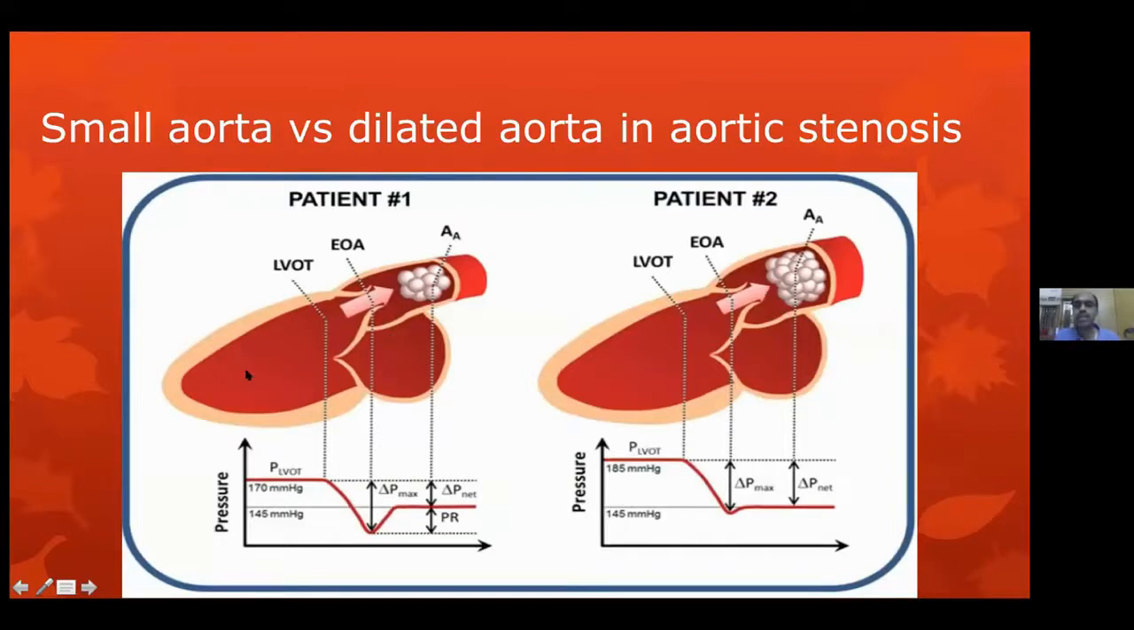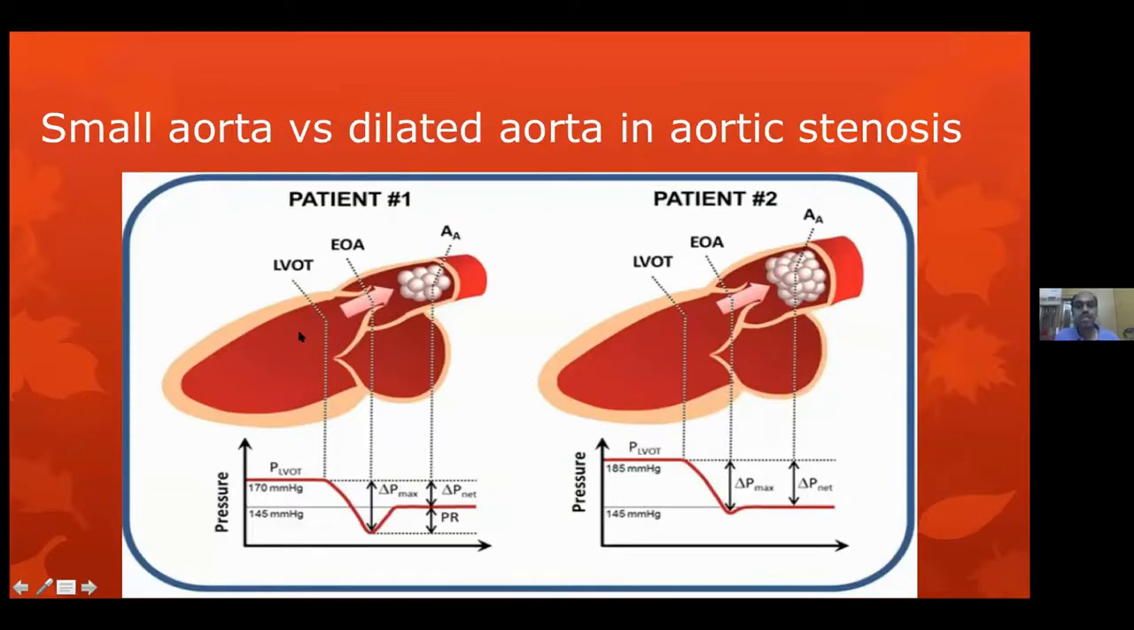Two patients with aortic stenosis. One patient with aortic stenosis is an elderly lady of around 65 to 70 years, senile calcific aortic stenosis with a small aorta. Another person is a 30-year-old with a bicuspid aortic valve with a dilated aorta. Both of them have the same aortic valve area, same level of stenosis.